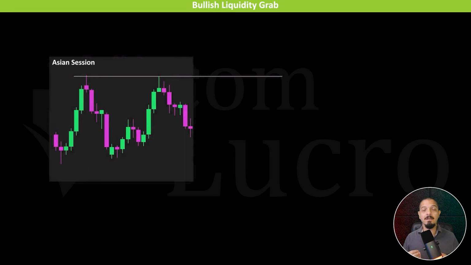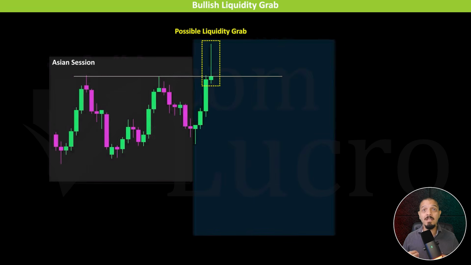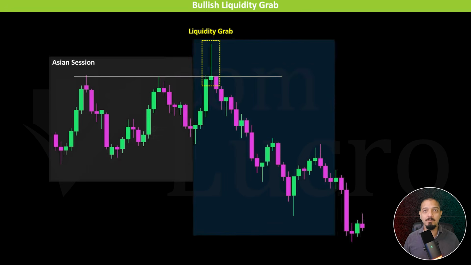For example, if price sweeps above the Asian high during the London Open, but quickly closes back below, it indicates that buyers have been trapped. This creates an opportunity to look for short positions, expecting the market to reverse and move lower. The same logic applies to the bearish version of this pattern.